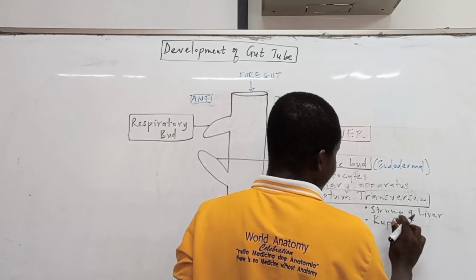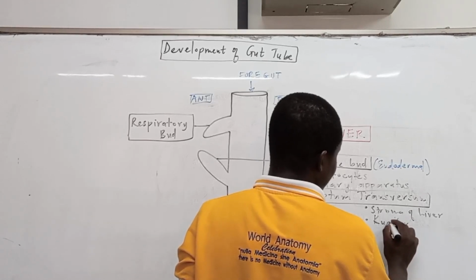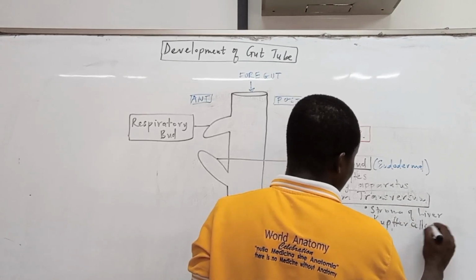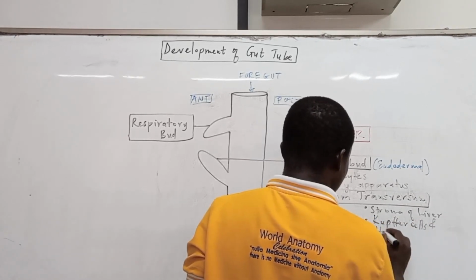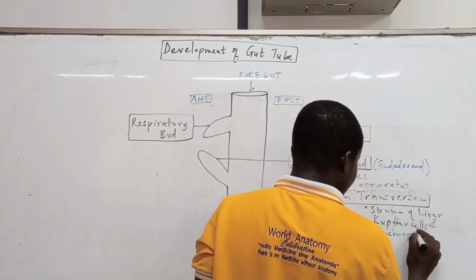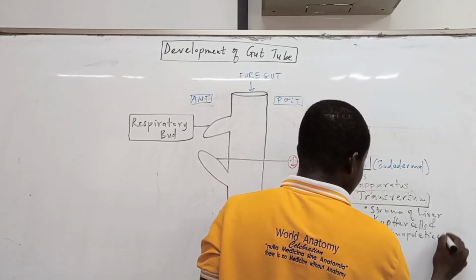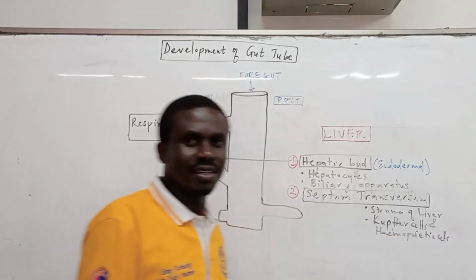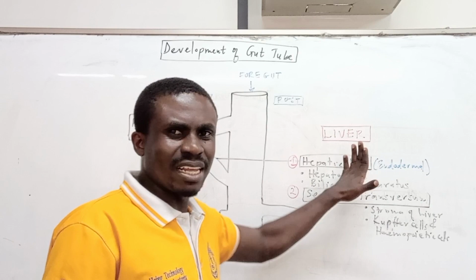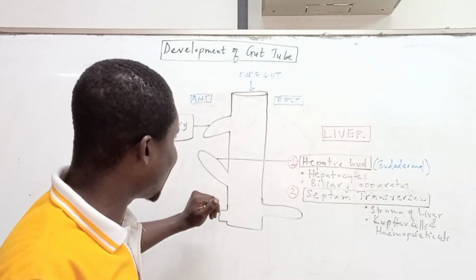Kappa cells together with hematopoietic or hemopoietic cells of the liver. Okay, so I want you to appreciate that. Now, so that's the liver. We will take our time and look at the dynamics.